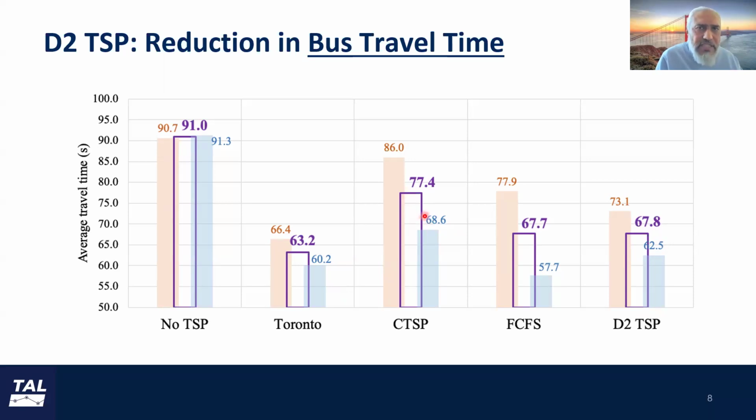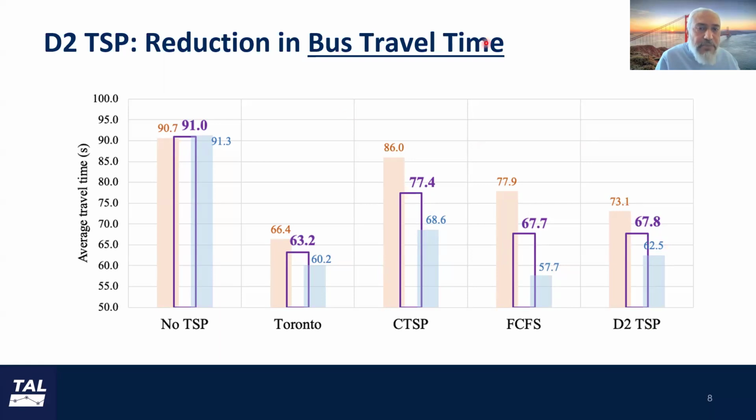In conditional TSP, you provide TSP depending on whether the bus is late or early. If it's late, you provide TSP. If it's early, you don't. But it's just a binary decision. If a bus is late by 15 seconds, that is not the same as late by 2 minutes, but in conditional TSP those distinctions are not clear. And then another benchmark, first come, first served.